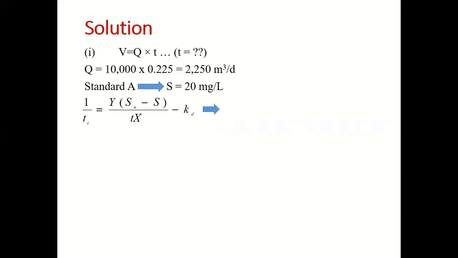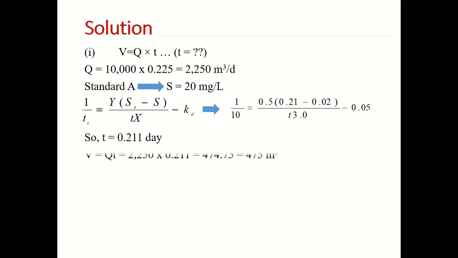Now, 1 over Tc, this equation is given in the lecture notes: 1 over Tc equals Y times (S naught minus S) over (T times X) minus Kd. If you substitute in this equation, you can find T. So 1 over 10, after we substitute, you just solve for T. So T equals 0.211 days.